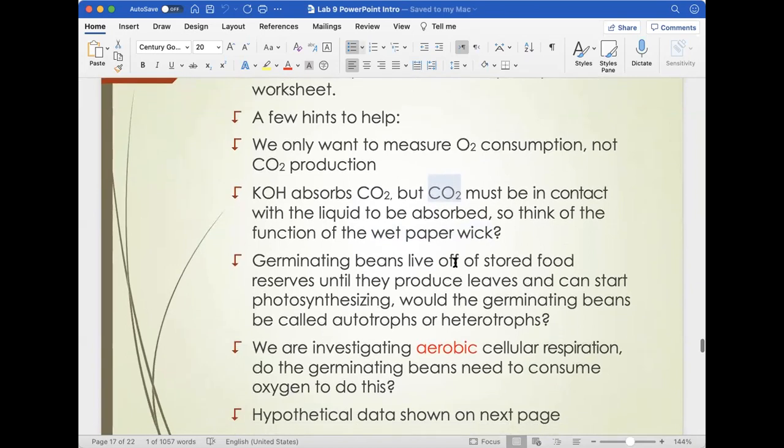Germinating beans live off of stored food reserves until they produce leaves and can start photosynthesizing. In that case, with the germinating beans, are they autotrophs or heterotrophs? Again, I'll let you think of that. An autotroph is something that creates its own food, and a heterotroph is something that lives off of other food. And the answer is right here. Germinating beans live off of stored food reserves, so that means they would be heterotrophs. But that only occurs until they start producing their own leaves and can start photosynthesizing. At that point, they would be autotrophs.